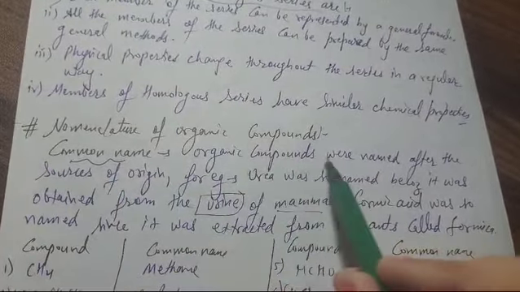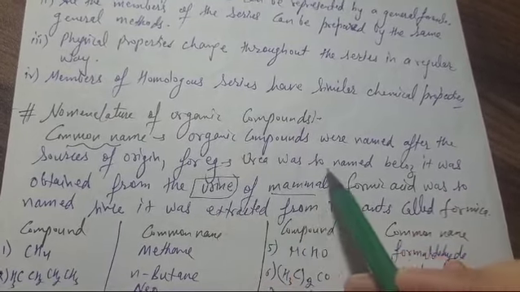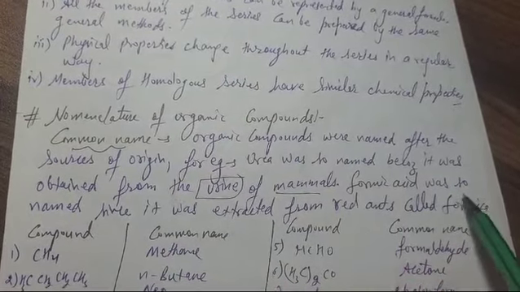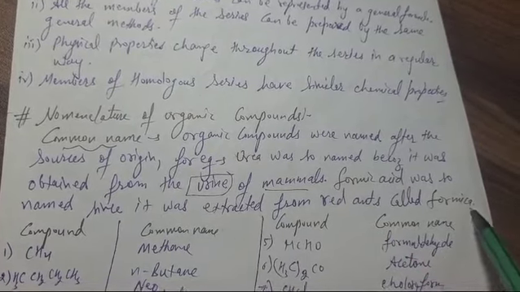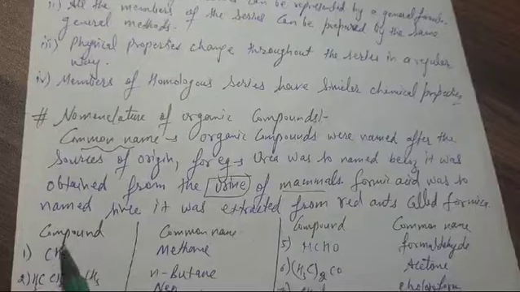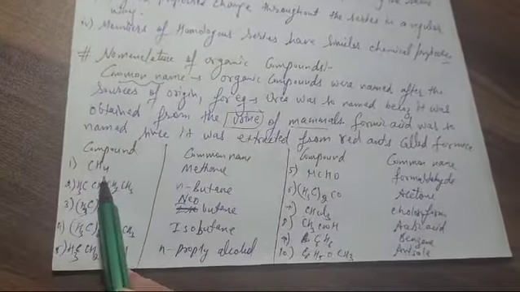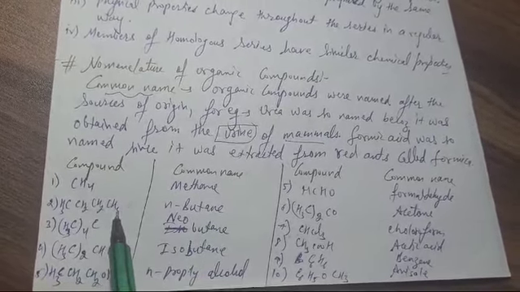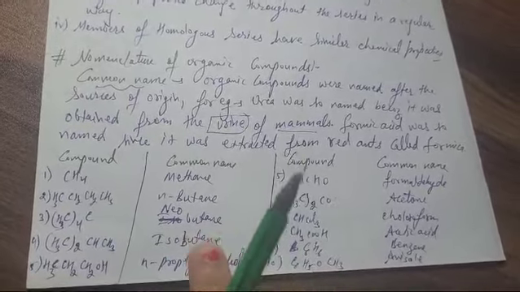Common name. Organic compounds were named after the sources of origin. For example, urea was so named because it was obtained from the urine of mammals. Formic acid was also so named since it was extracted from red ants called Formica. Here are some compounds and their common names. The first compound is CH4, common name is methane. CH3CH2CH2CH3, common name is n-butane. You can see other compounds also with their common names.